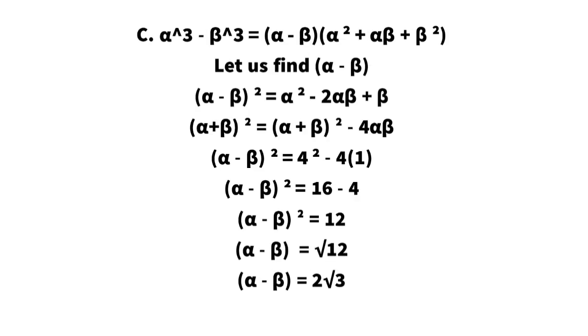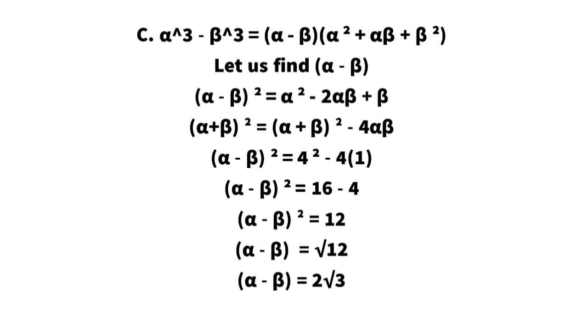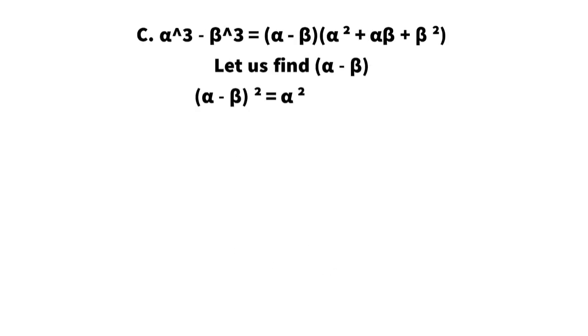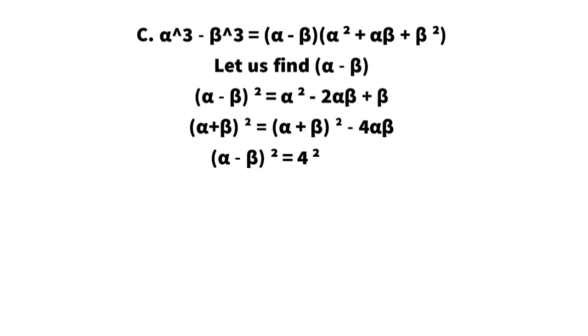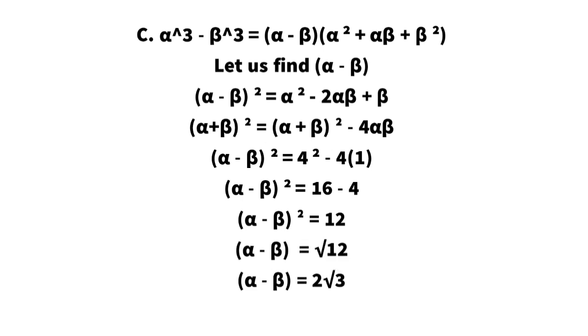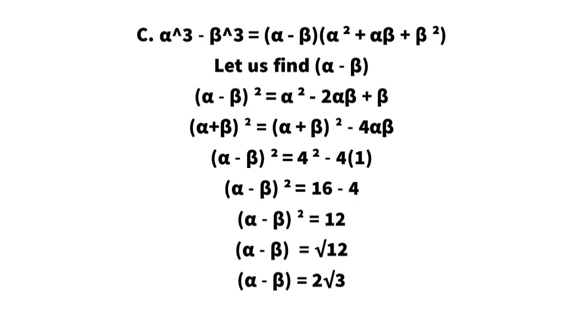Alpha cubed minus beta cubed equals (alpha minus beta) times (alpha square plus alpha times beta plus beta square). We have to find alpha minus beta. (Alpha minus beta) the whole square equals (alpha plus beta) the whole square minus 4 times alpha times beta, which equals 4 square minus 4 times 1, which equals 16 minus 4, which equals 12. Alpha minus beta equals square root of 12, or 2 root 3.